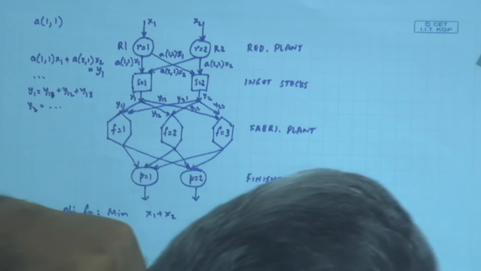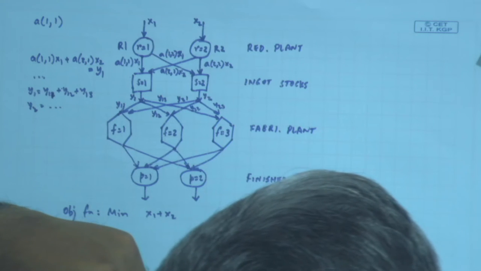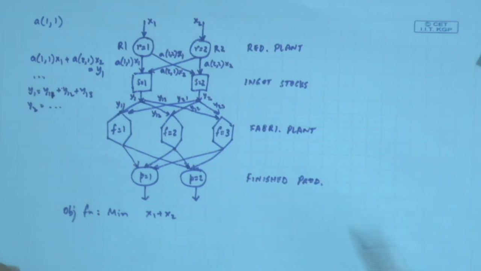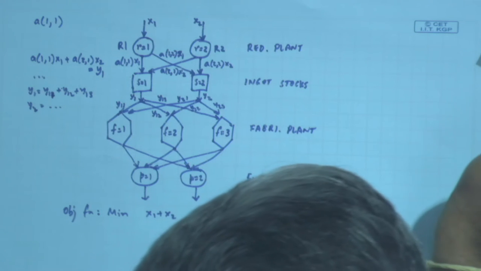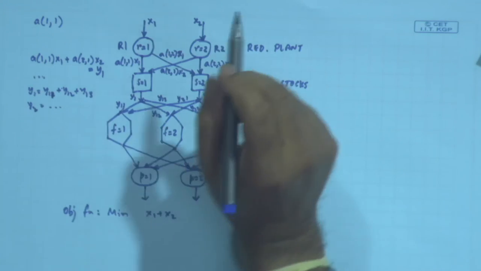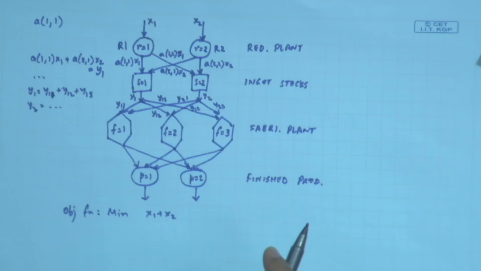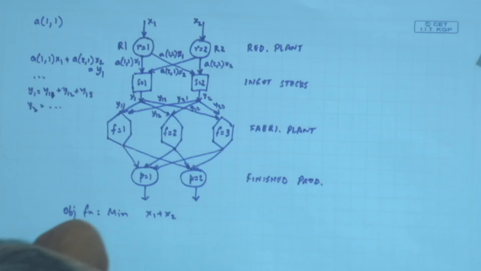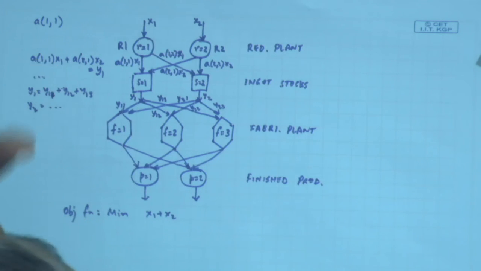Oh, sorry, this is not the capacity. CR is given as the capacity of the reduction. So we have to see that. So C1 is going to be the total tonnage, iron ore processing capacity in tonnage at reduction plant R1. Okay, so how can we write the C's now? So look at my diagram. So I know C1 is the maximum capacity of reduction plant 1.